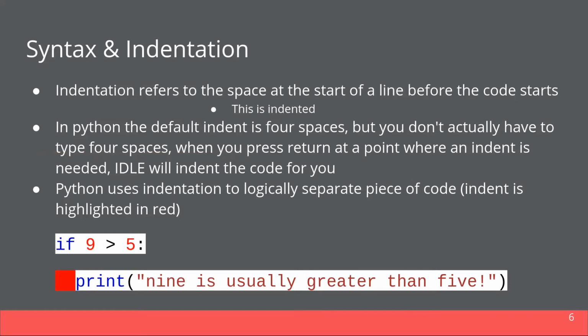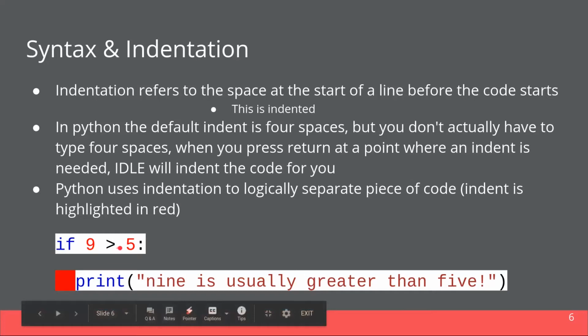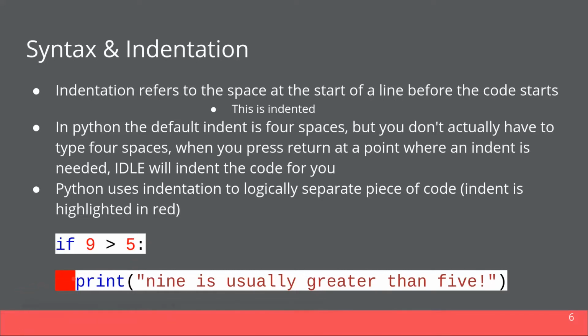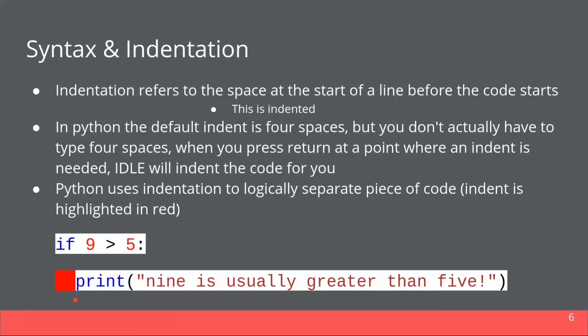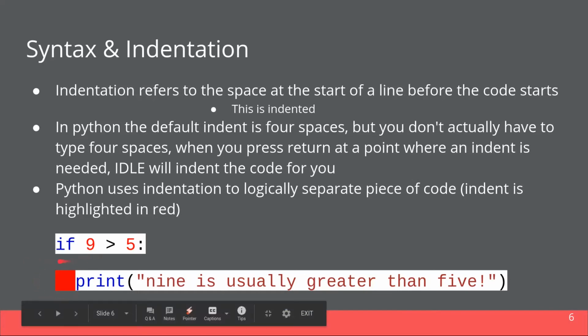You don't have to be like 1, 2, 3, 4, you don't have to do it like that. If we write down if 9 is greater than 5 and press the colon here, when we press return, Python will automatically indent the next line. Now, in other languages, lines could be ended with, say, a closed bracket or a semicolon, but Python doesn't do that. Python actually needs this white space here because Python uses indentation to logically separate out blocks of code. Okay, and I've highlighted the indent here in red to show you.